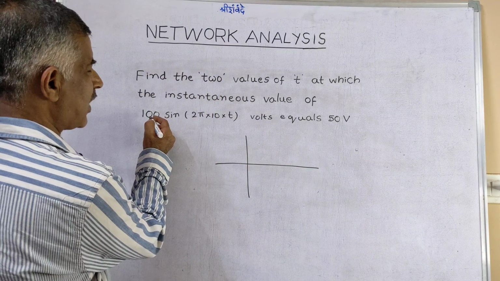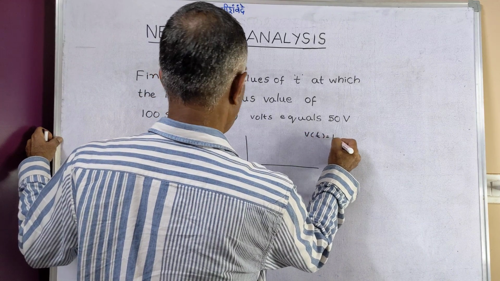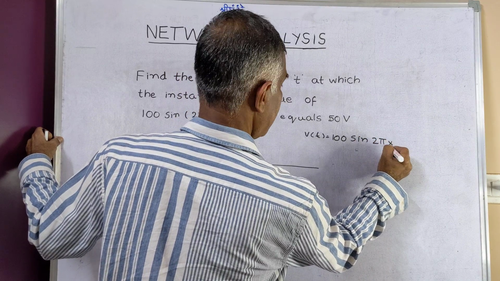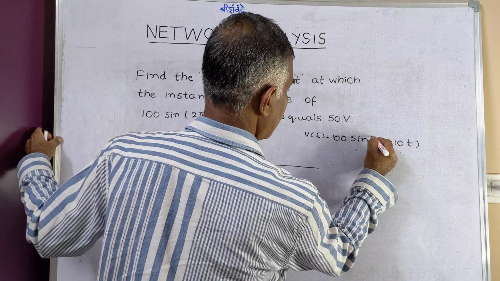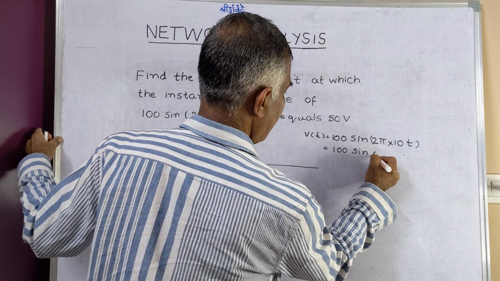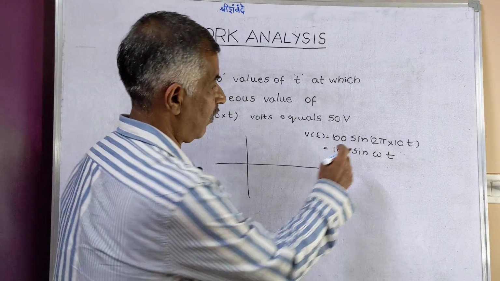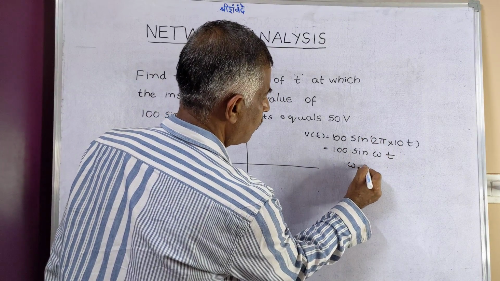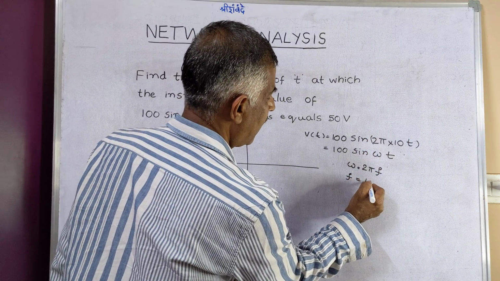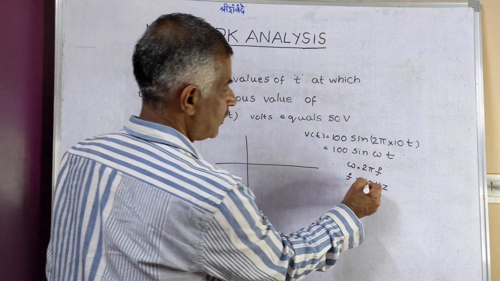Now this is the mathematical form. What is the mathematical form? Mathematical form is 100 sine 2 pi into 10t. This is of the form 100 sine omega t, where omega is 2 pi f. If omega equals 2 pi f, then what is f here? So f has to be 10, so 10 hertz. So this sine wave has got a frequency of 10 hertz.